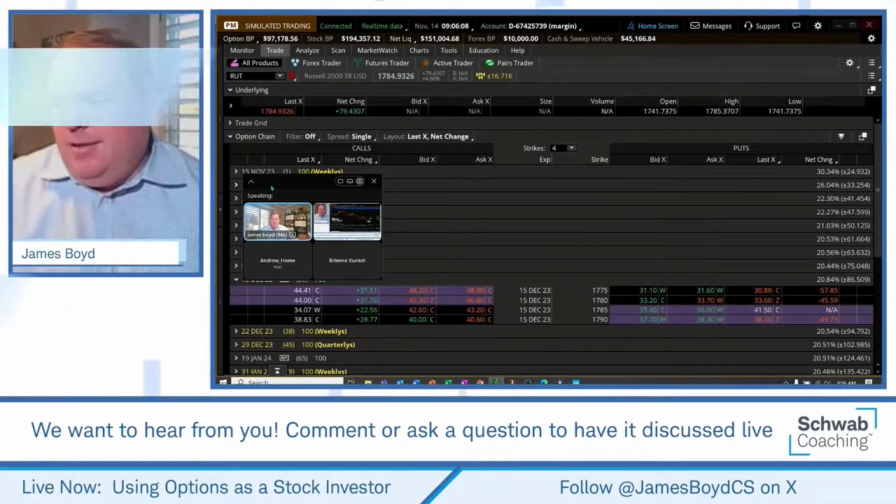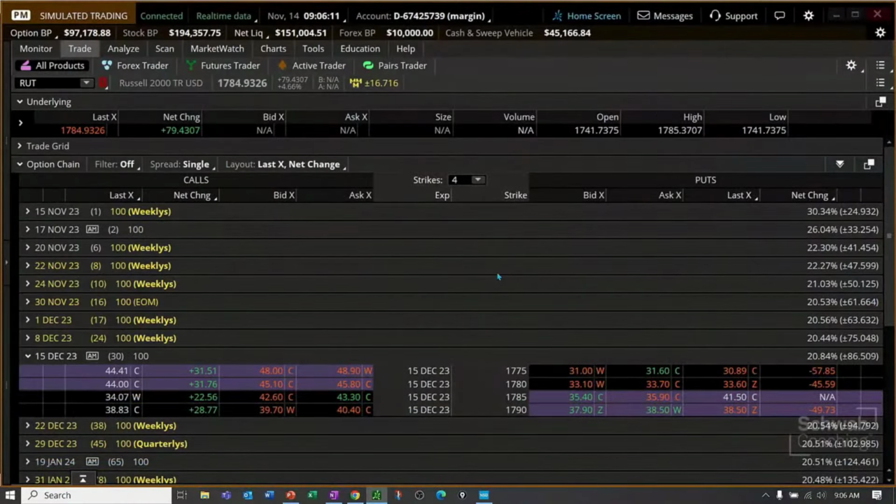And if we take a look at this, okay, so Kevin says a short put vertical. Gary says a short put vertical. BJ, long call vertical. LOL.